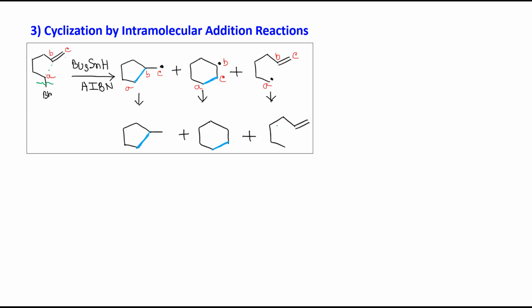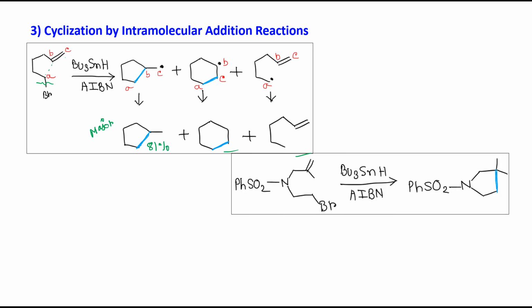Now if we see the percentages, this is 81%. That means it is the major product. The 5-member compound will be formed in major amount, and these two are in lesser amount, 17% the last one, and 2% that is the 6-member ring. So in this case, cyclization by intramolecular addition reaction, 5-member rings are mostly generated. Now some more examples we will see.